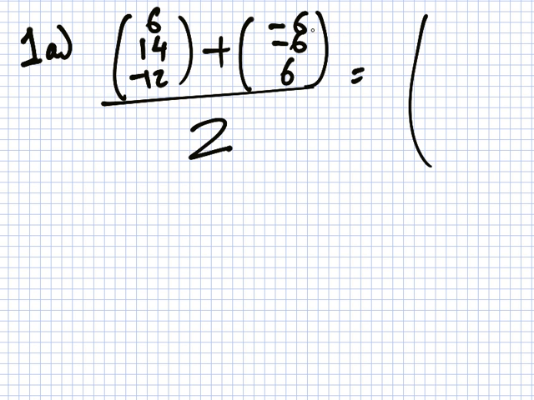So, 6 minus 6, 0. 14 minus 6, 8. Divide 2, 4. Minus 12 plus 6, minus 6. Divide 2, minus 3. That's the answer. It's 3, 0, 3, minus 3. What? This one? Are you kidding me? It's 3, isn't it? 4.